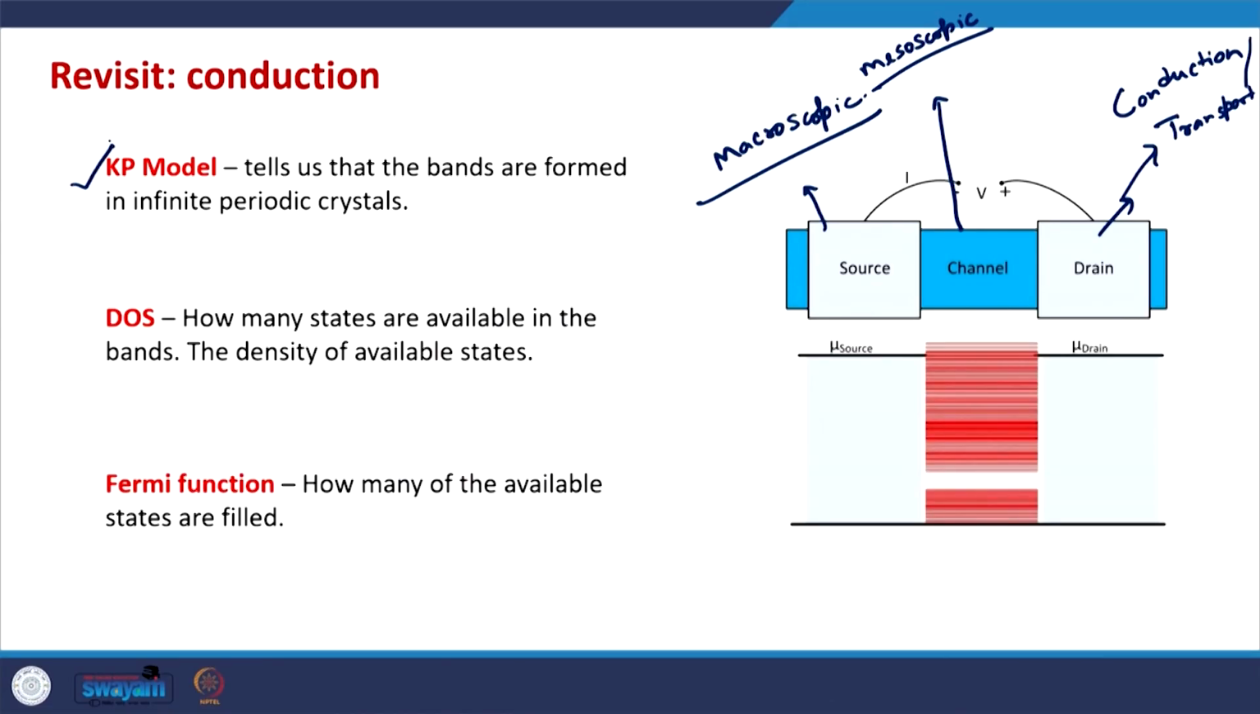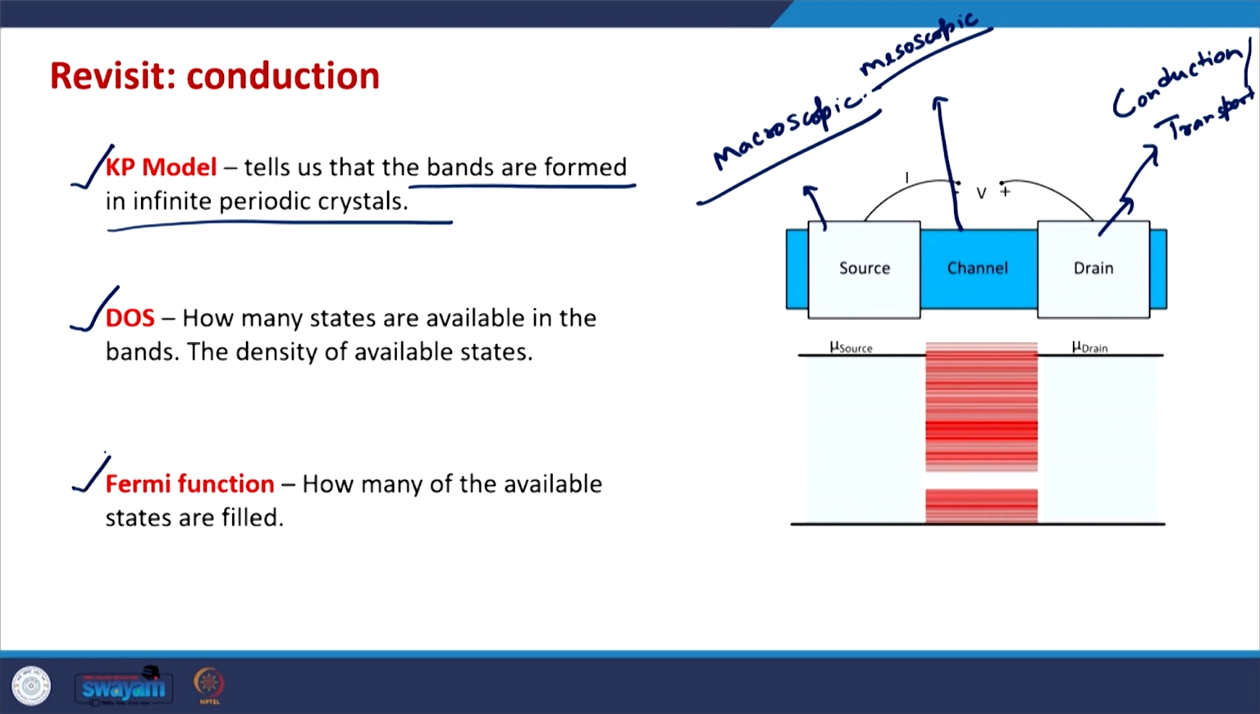So, we have gone through the KP model, which tells us that in finite periodic crystals bands are naturally formed. We have also understood the idea of density of states, which basically tells us how many allowed electronic states are available as a function of energy, per unit volume per unit energy.